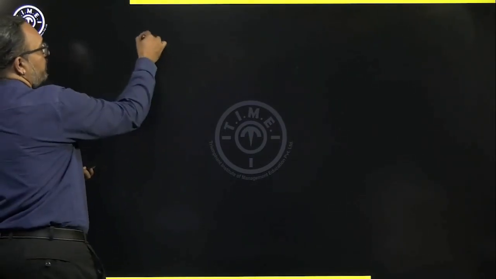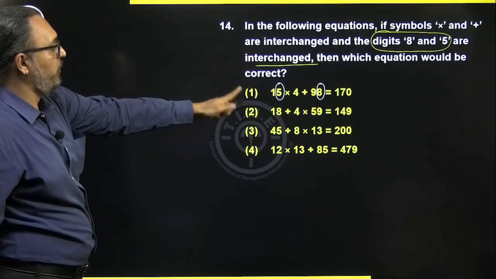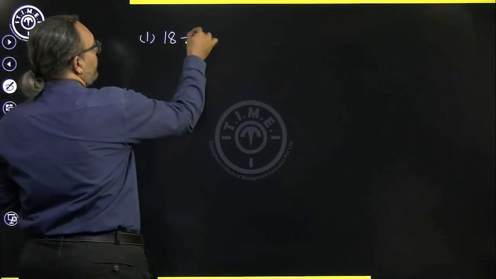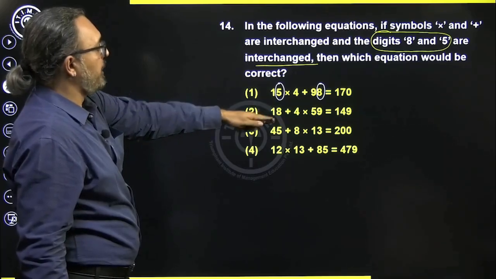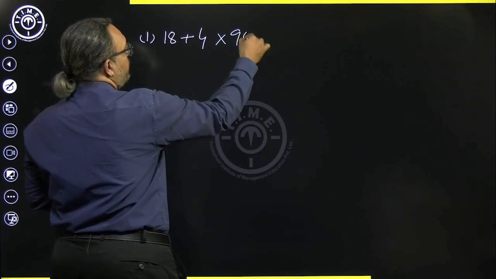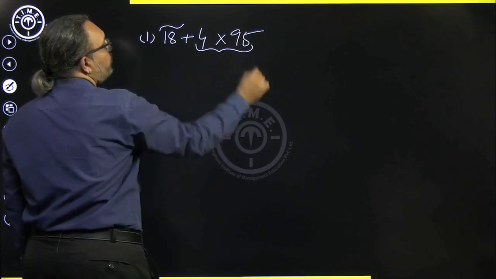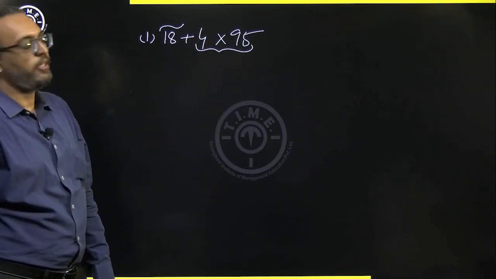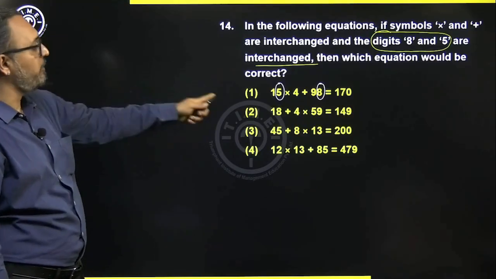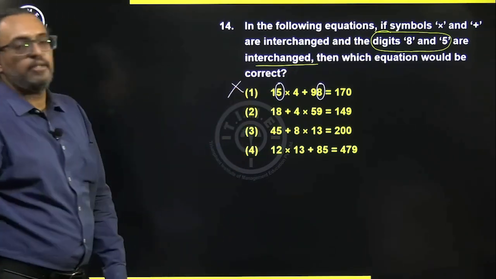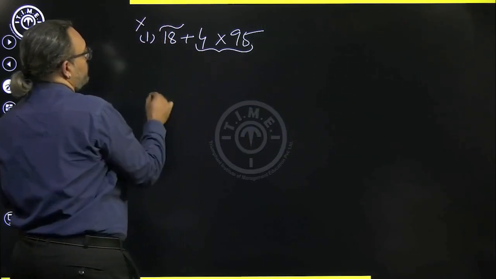So if I take the first option, so I will have 18, then into will be plus. So 18 plus 4 into 95. So what is 4 into 95, because that is the first thing we need to do, 4 into 95, correct? So it is going to be 360 plus 20, 380, and 380 plus 18, obviously it is not going to work, because on the other side you have only 170. Are you following? So first option doesn't work. So let's take the second option.